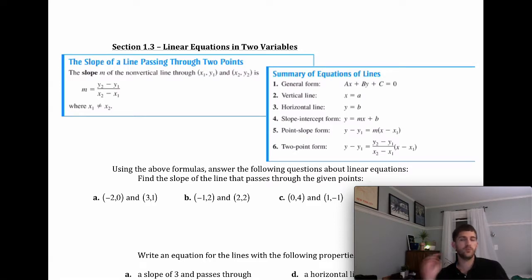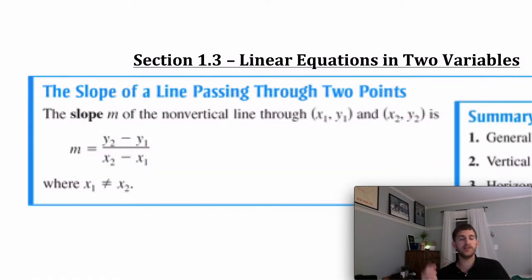All right, section 1.3, linear equations in two variables. So linear, we're focusing on just lines. So a quick refresher on the slope of a line. The slope m of a non-vertical line, so any line that's not just running up and down. So it could be a horizontal line, diagonal line, different slopes. If it's running through the coordinates x1, y1, and x2, y2, then the slope is y2 minus y1.